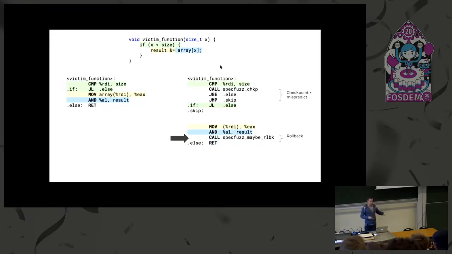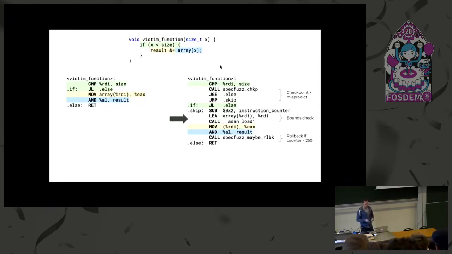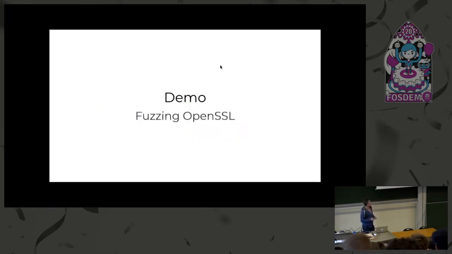And finally, we want to actually detect those memory violations. So we also count instructions here. To detect memory violations, we just use the address sanitizer, so we call ASan load, which checks whether this pointer is within the bounds of the object. So basically, that's the concept of SpecFuzz and its high-level implementation. Now, let me show you a quick demo of what you can get out of it.